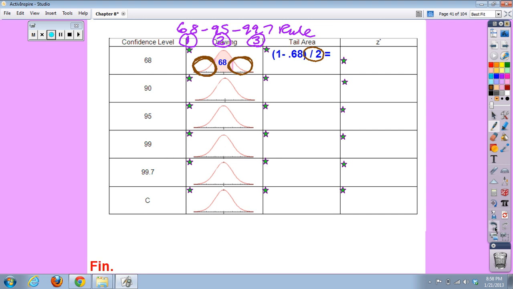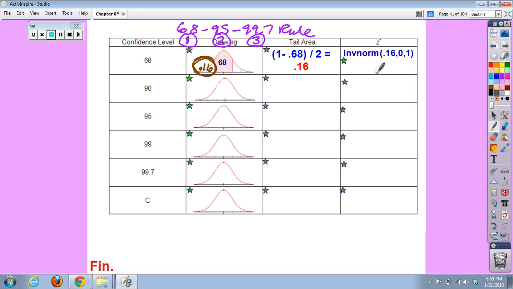I only want to talk about one of the tails. It really doesn't matter which one, but I'm going to stick with this left one. So that's going to give me a tail area of 16%. To figure out that tail area, a probability of 16% is related to really how many standard deviations.